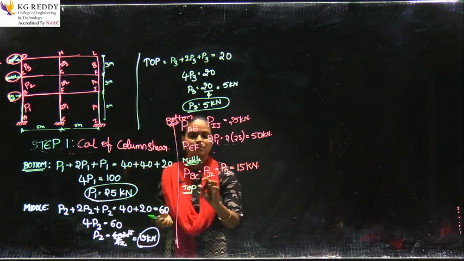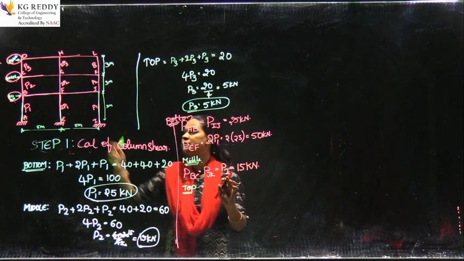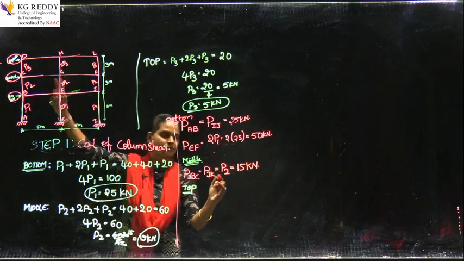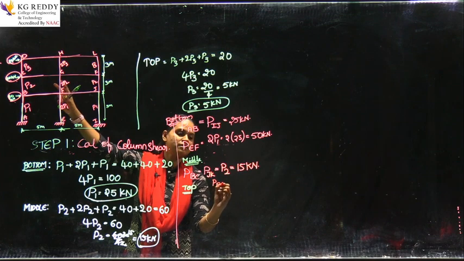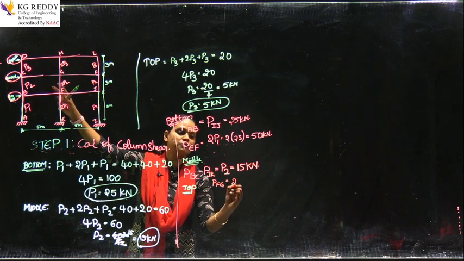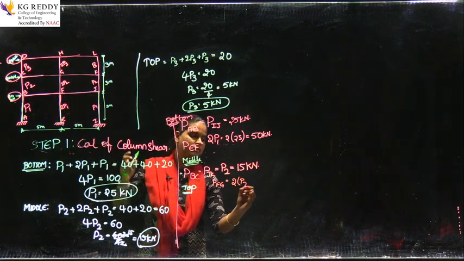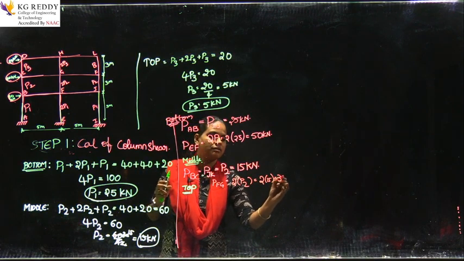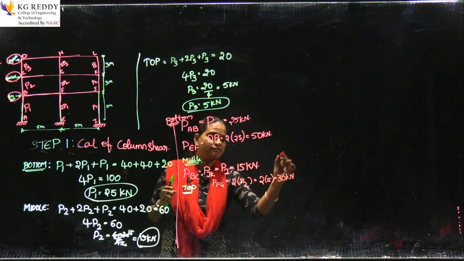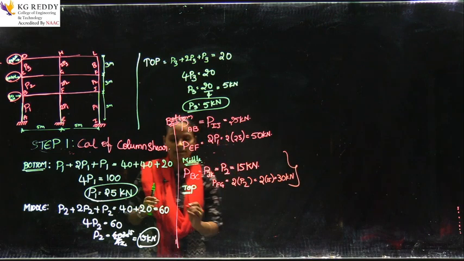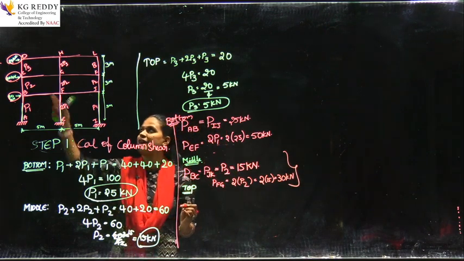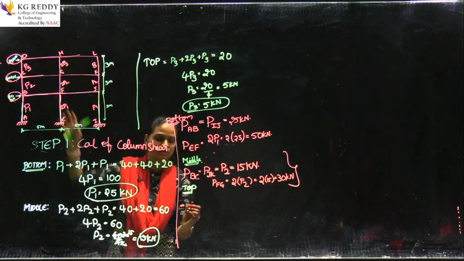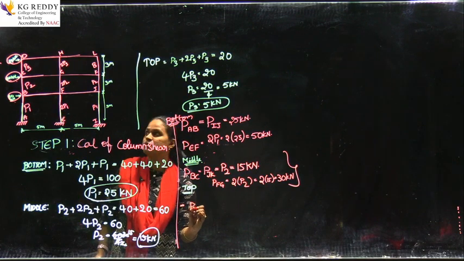After calculation of PBC, PJK, we need to calculate PFG. So PFG is equal to twice of P2, which is 2 into 15, that is 30 kilonewton. Okay, so these are the values for the middle story, and when we come to the top story, similarly, the same for the top also.